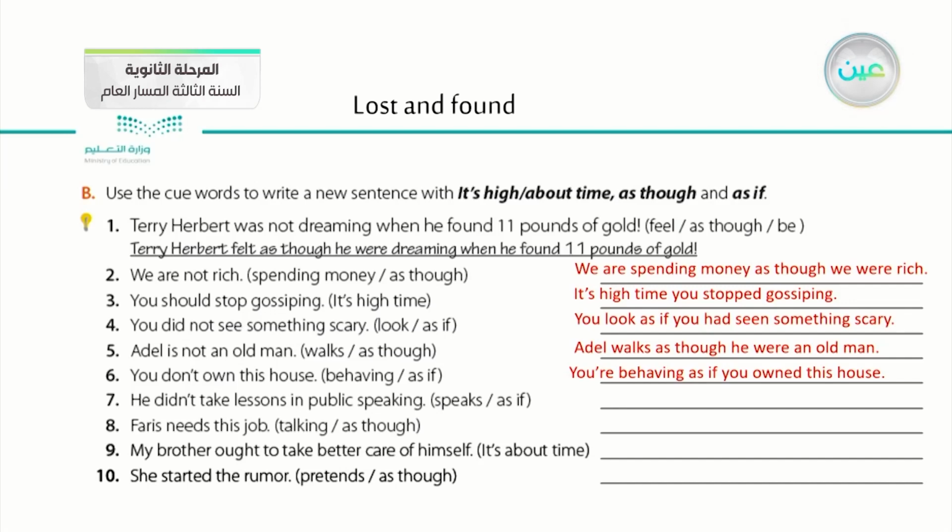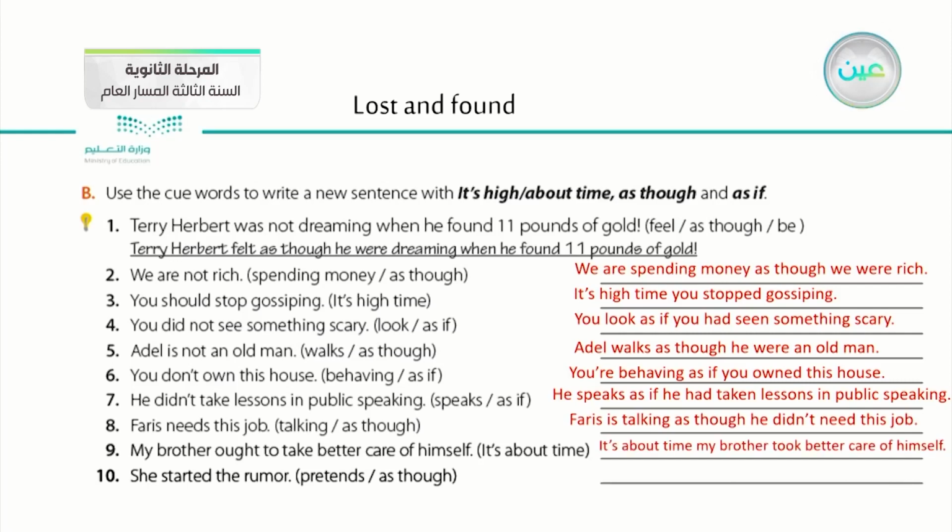Number seven, he didn't take lessons in public speaking, but he speaks as if he had taken lessons in public speaking. Faris needs this job. Faris is talking as though he didn't need this job. Number nine, my brother ought to take better care of himself. It's about time my brother took better care of himself. Number 10, she started the rumor, but she pretends as though she didn't start the rumor.